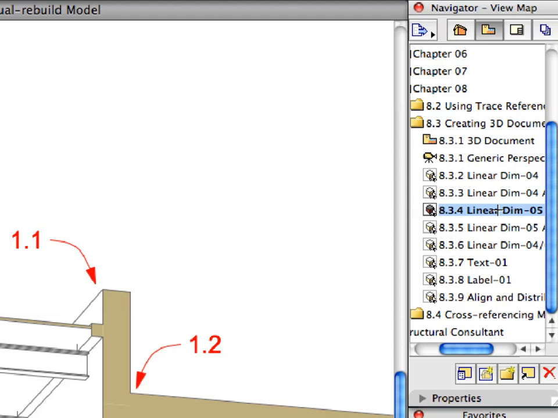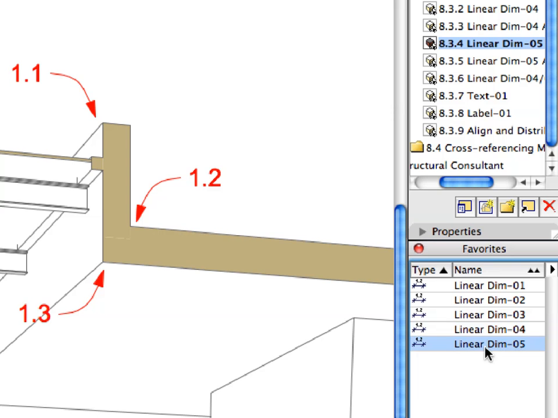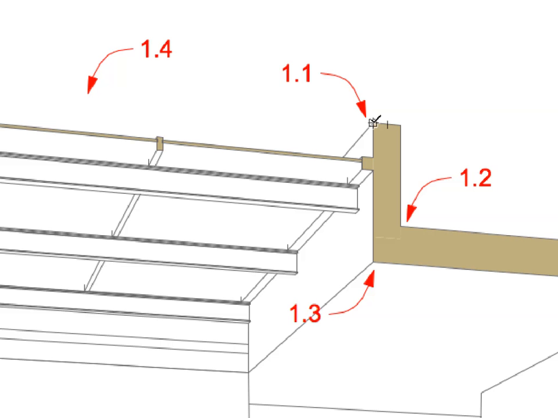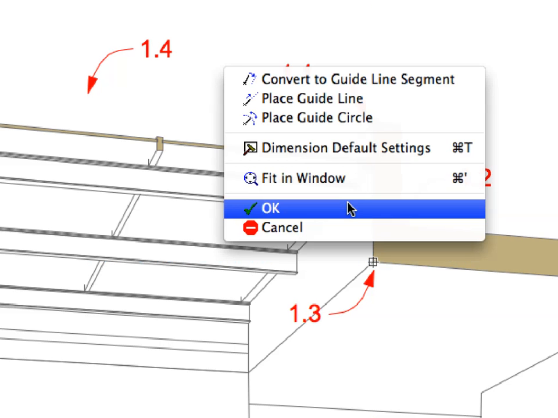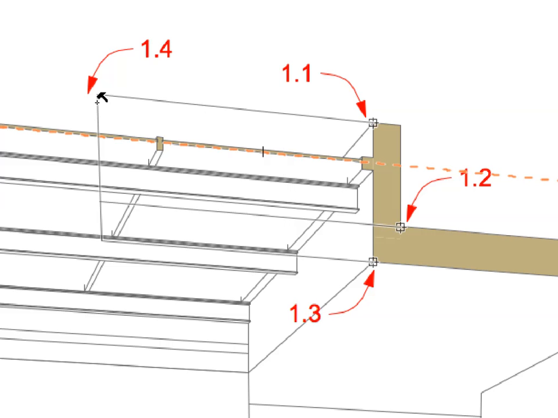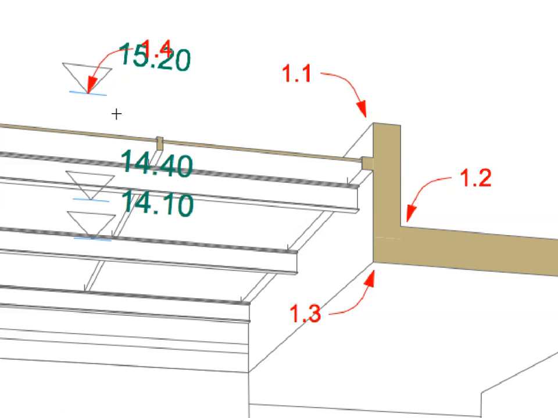Activate the next preset view in the view map. Make sure that the dimension tool is still selected in the toolbox. Activate the Linear Dim 5 favorite in the list. Create a new 3D dimension line similarly as you did before. Notice that this dimension chain is not the linear, but the elevation dimension type.